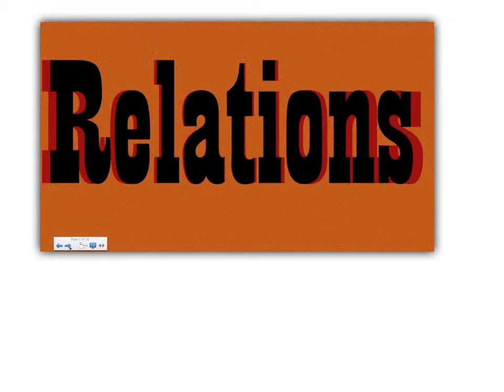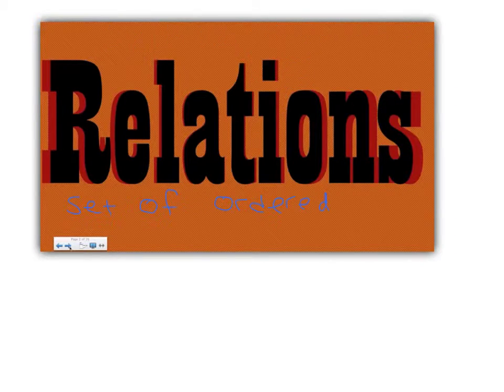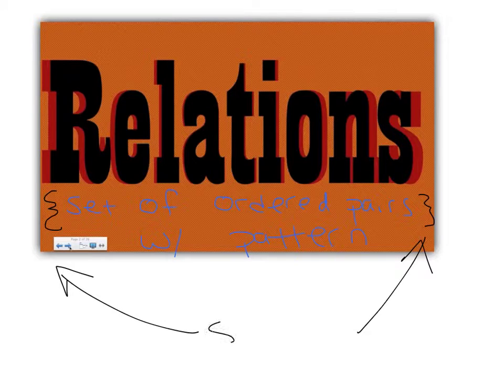So, relations. I realize that we've already talked about this, but a relation is a set of ordered pairs that have some sort of pattern that can be represented with an equation. We'll talk more about what that means in a moment, but really what you need to know is that it's a set of ordered pairs with a pattern. The way that we write sets is with these brackets. That is our symbol for a set. We'll talk more about that when we briefly review domain and range.